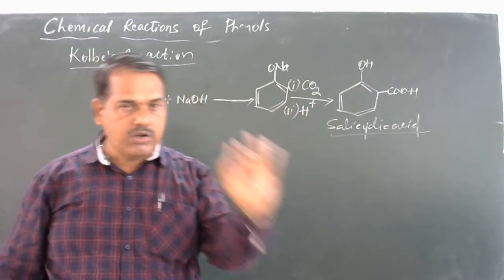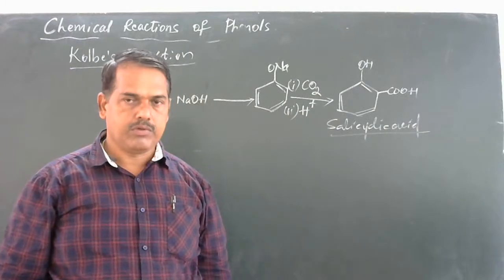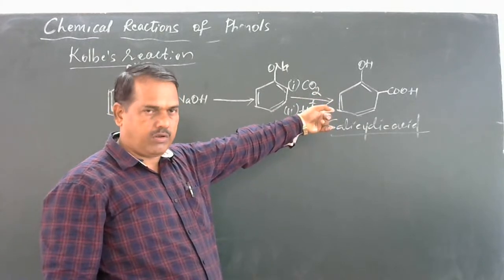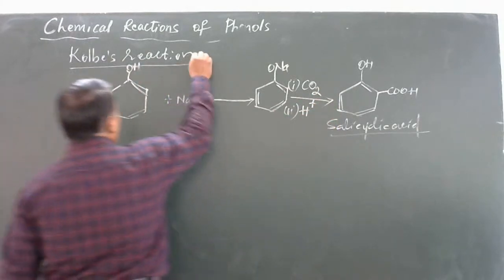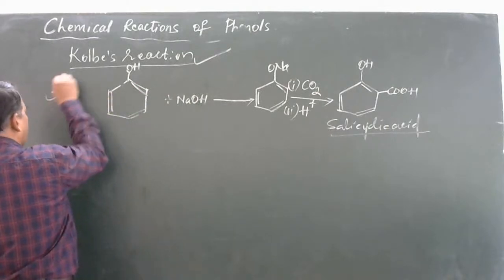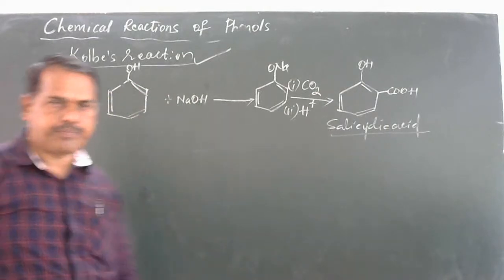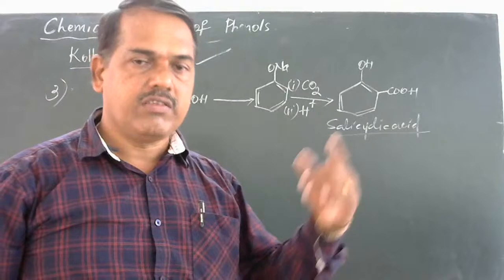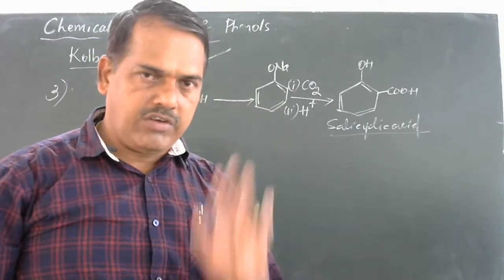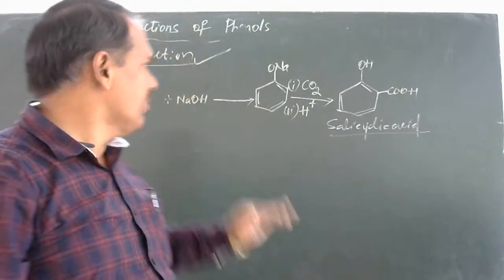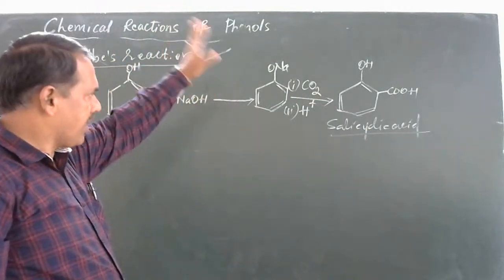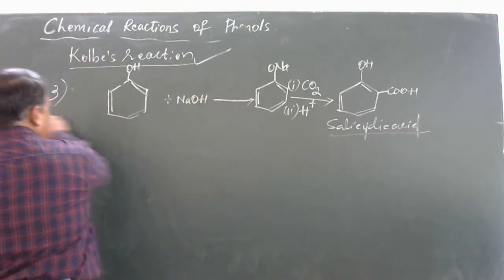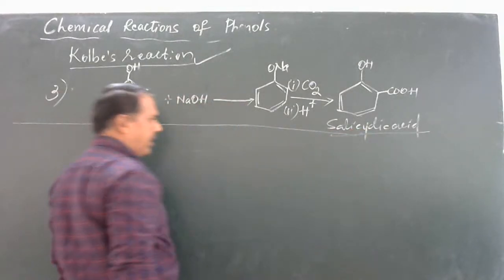See, we are going to insert a carbonyl group, that is carboxylic acid, COOH, on the ortho position. And particularly, this reaction is called what? Kolbe's reaction. Are you clear? In Kolbe's reaction, what is the final product? Final product is salicylic acid. So, what reagents are used? We are going to use sodium hydroxide, carbon dioxide, and acidification. So this is Kolbe's reaction, a very important reaction for your examination.